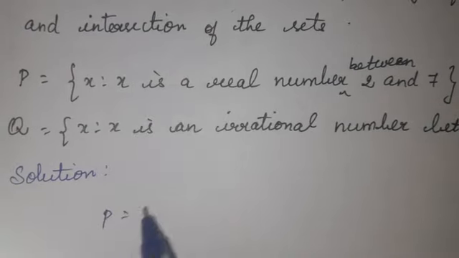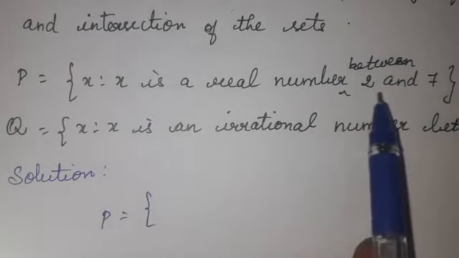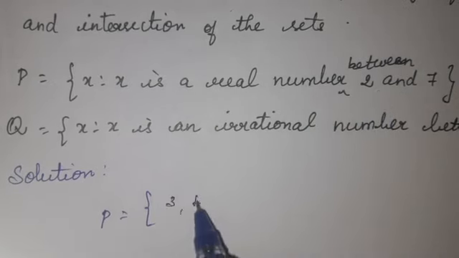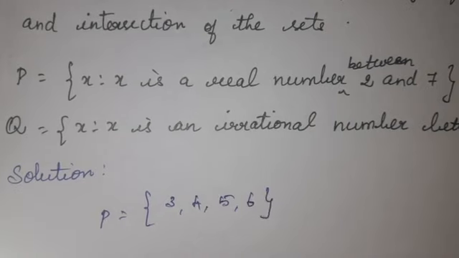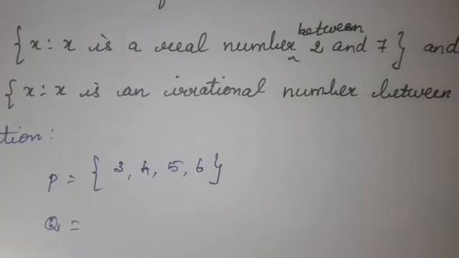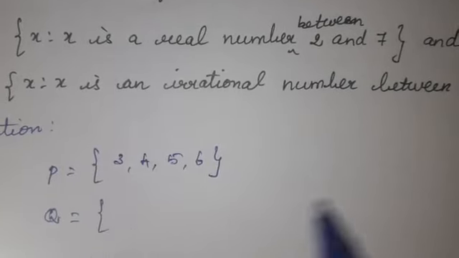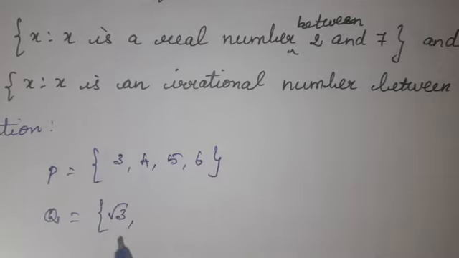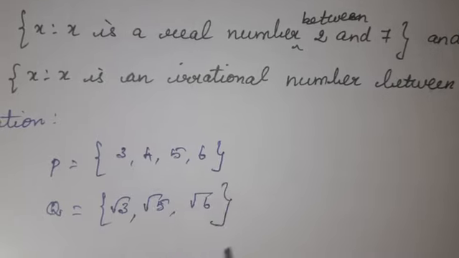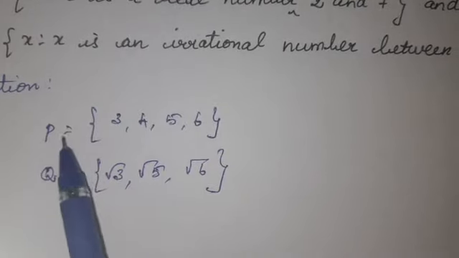So P is equal to x is a real number between 2 and 7, that is 3, 4, 5, 6. Next, the Q set is given as x is an irrational number between 2 and 7. After 2, I am writing root 3, which is an irrational number. Root 4 is not an irrational number. Next root 5, next root 6. These are irrational numbers between 2 and 7. Now you know the P set and Q set.